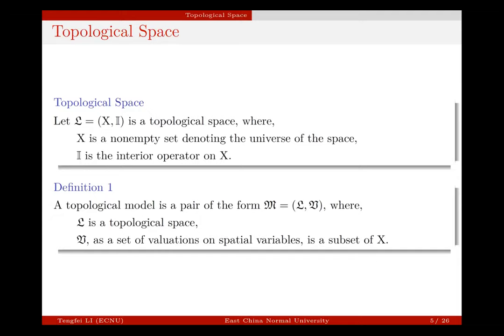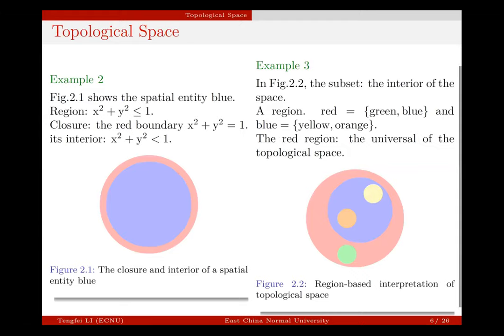After that, we give the model. The model is made of the space and the valuation. The valuation means that for a spatial variable on the set, we have a value. This is an example of a topological space. On the left, the blue one is the interior, and the red border is the closure of the space. So we have two operators, the closure and the interior.